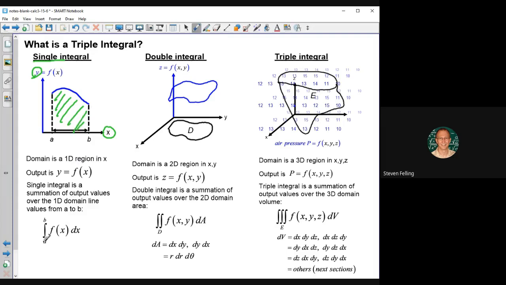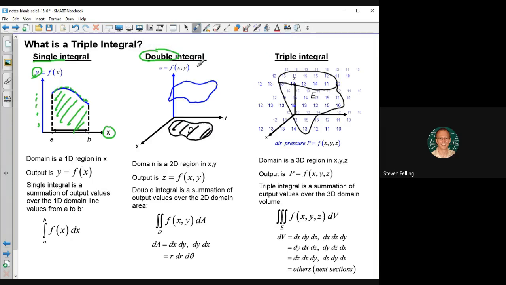All right, so single variable is the summation. You can think of it as the summation of the output values. So it's the summation of these y values over the x. And it also has the interpretation of area. When we had a double integral, which we talked about in the first half of Calc 3, chapter 15 here, we said now the domain would be two-dimensional, right? So the domain here is two-dimensional, right?